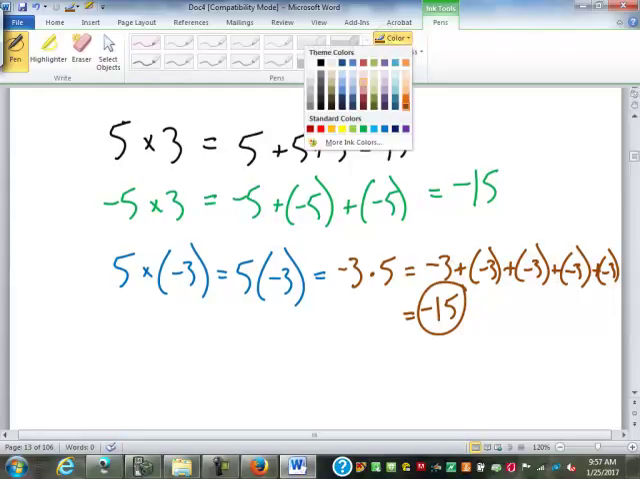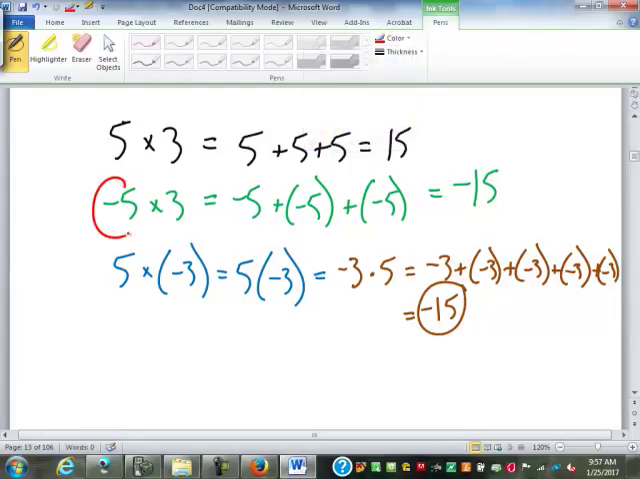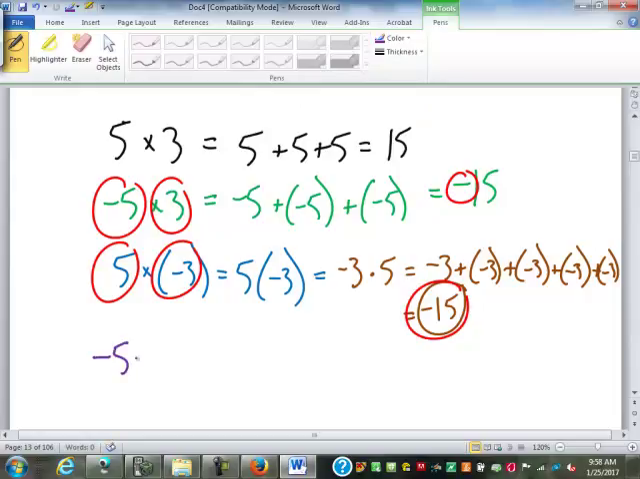At some point, you were probably taught a negative times a positive is just a negative, right? Positive times a negative is just a negative. Somewhere along that process, you were taught if I take a negative times a negative, I get a positive. So negative 5 times negative 3 is positive 15. So we all know that's the right answer. The question becomes, why?